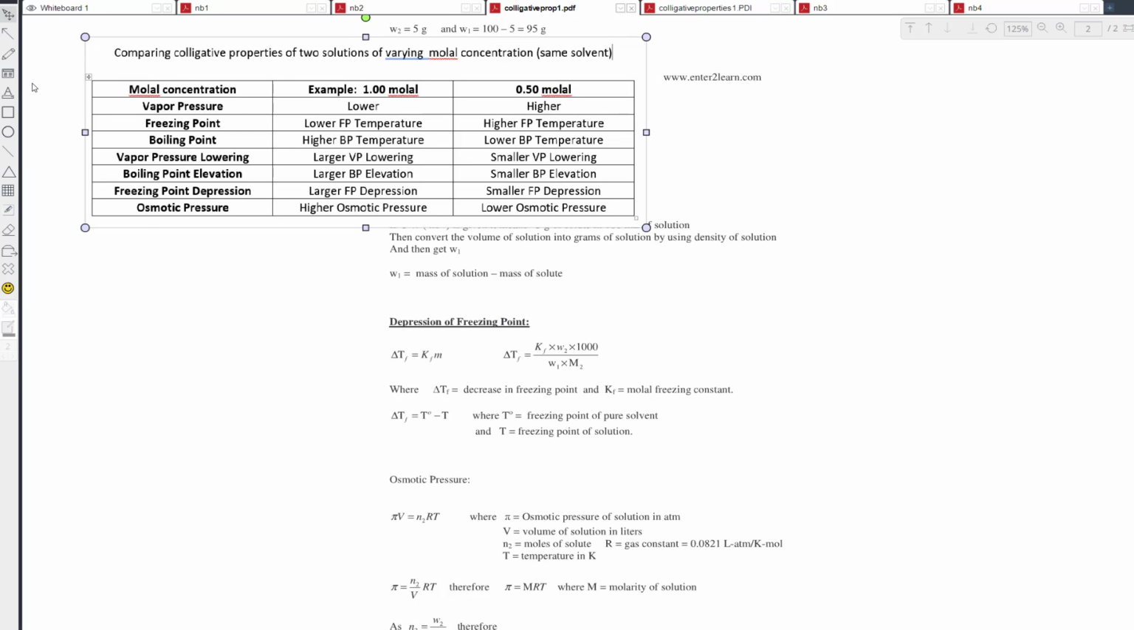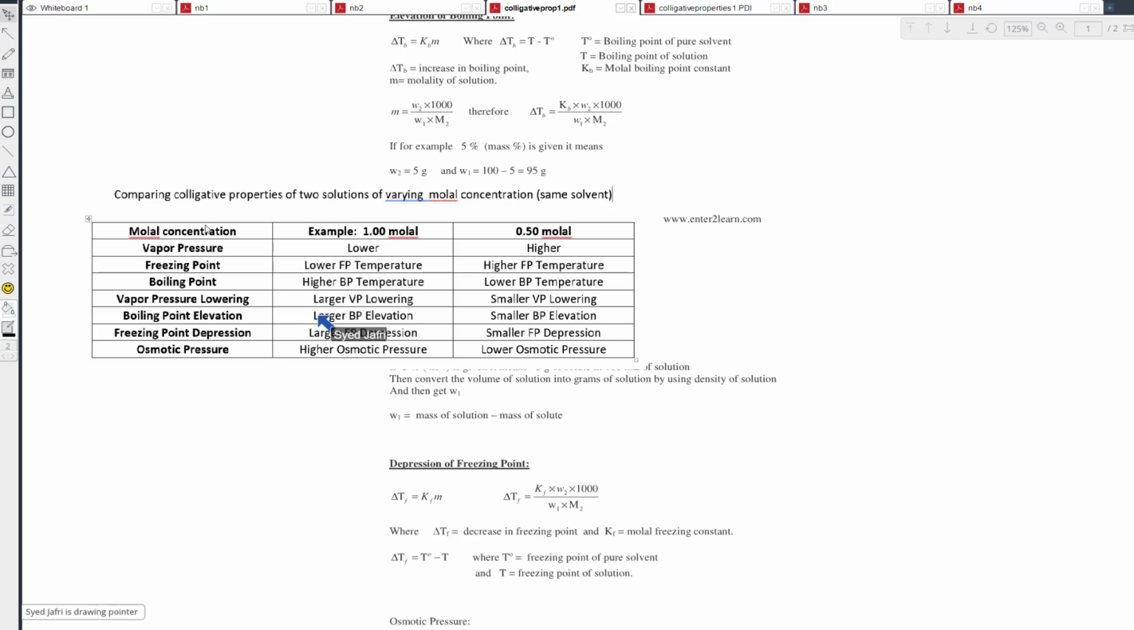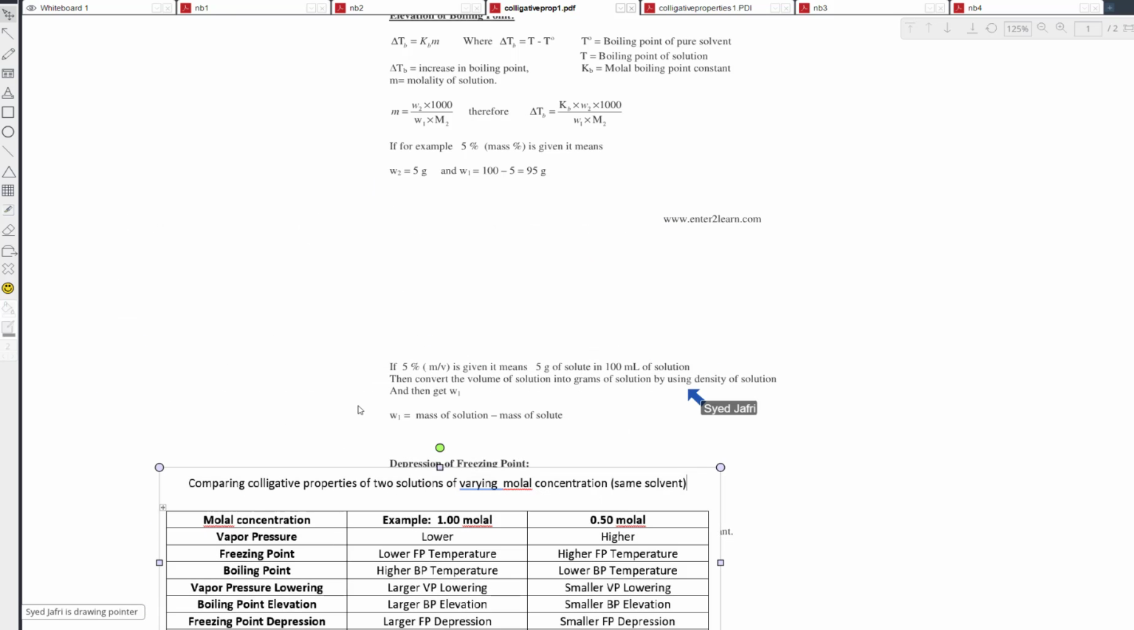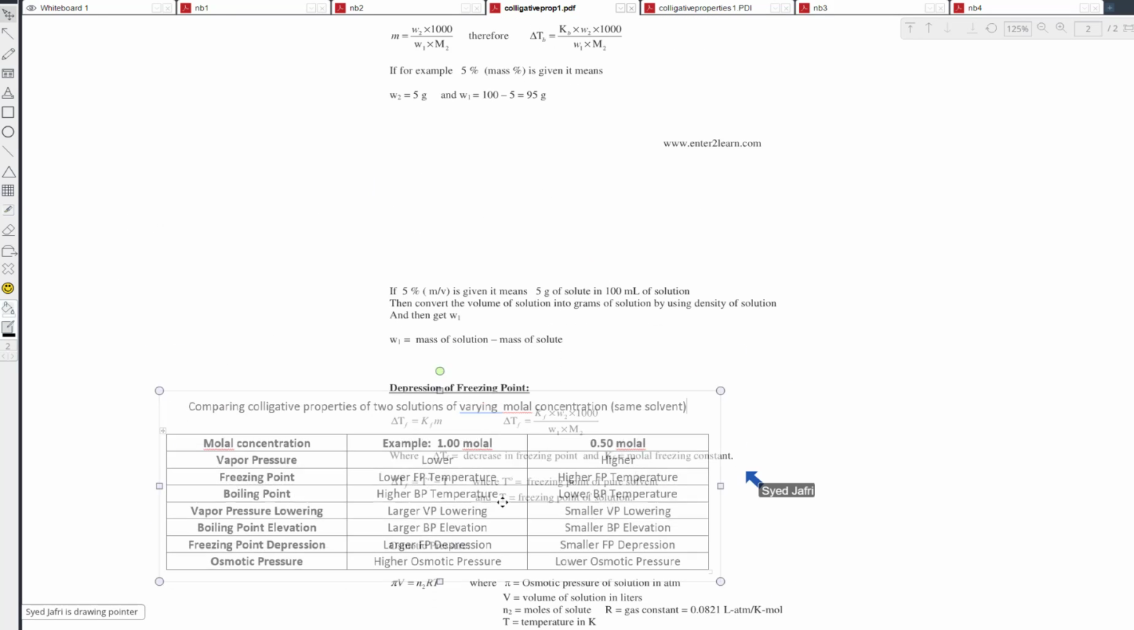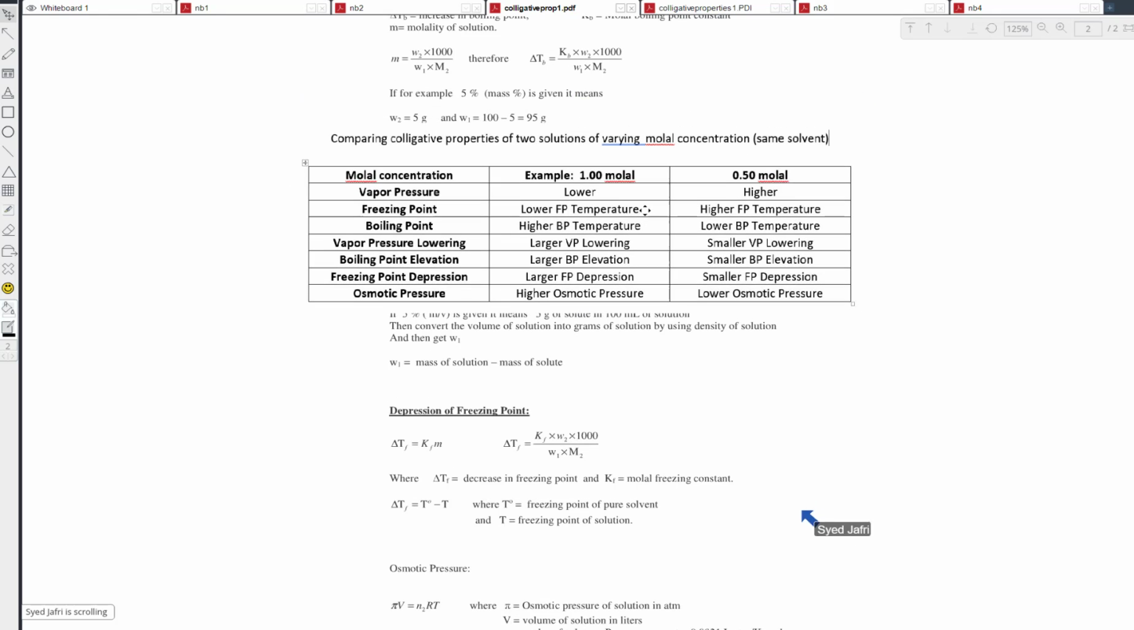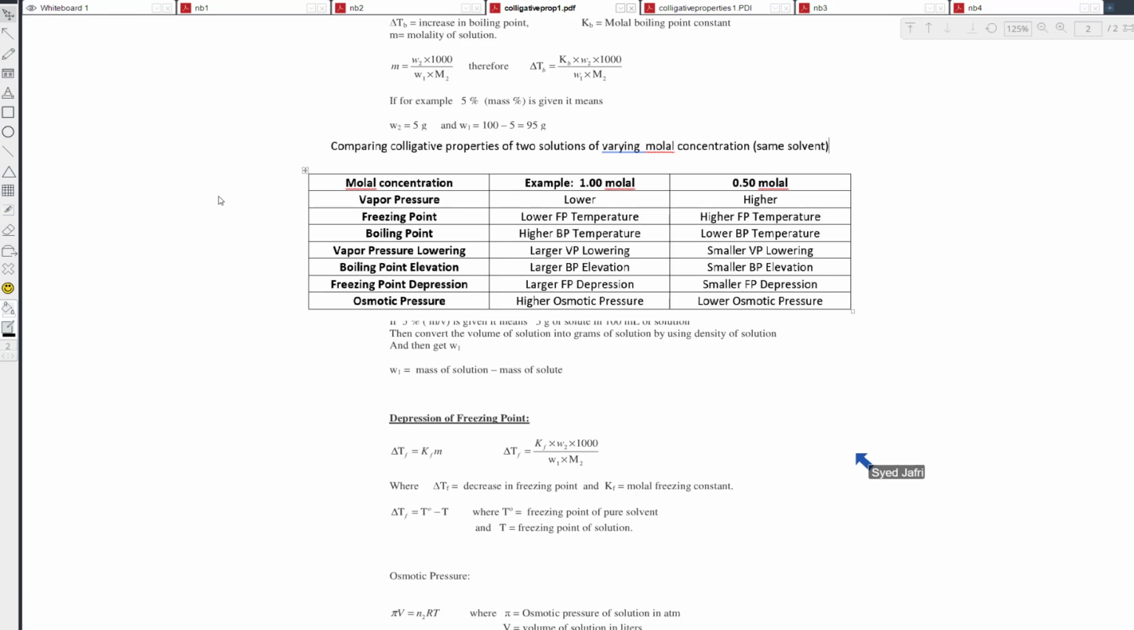So, comparing colligative properties of two solutions. Can you bring it to the center so I can see? Okay, now I can see. Molar concentration, vapor pressure, freezing, example 1.00 molar, 0.5. But you are assuming the same substance, am I right? Same solute, same solvent, everything.